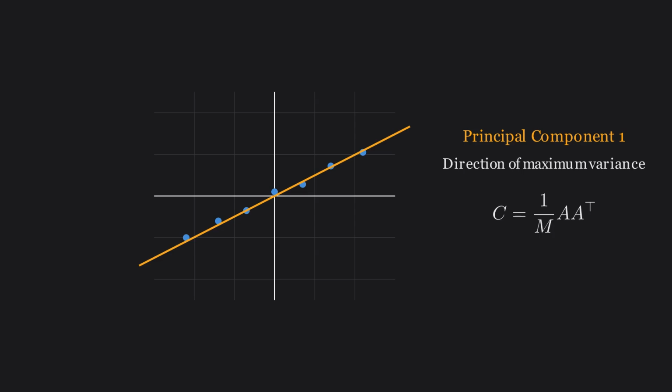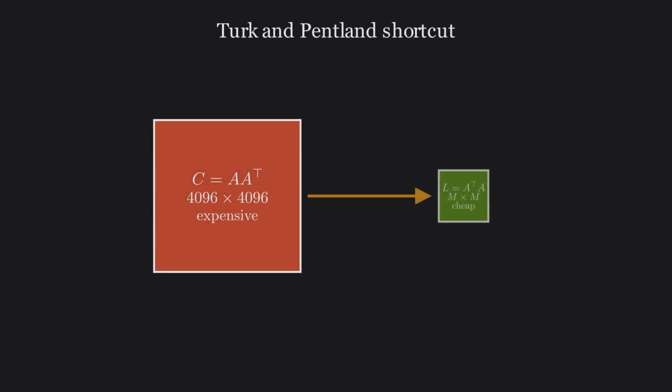The covariance matrix C encodes all of this. It captures how every pair of pixel positions varies together across the whole dataset. But C is 4096 by 4096. Over 16 million entries. Expensive red block, computing its eigenvectors directly is slow.